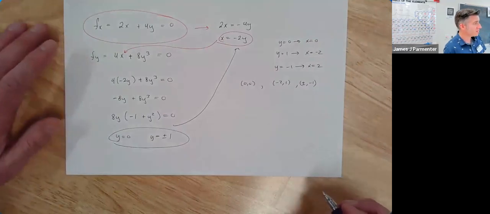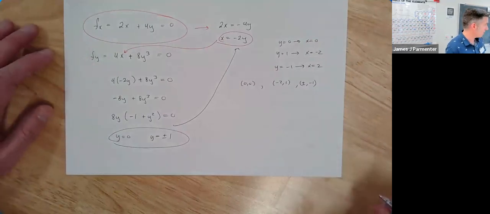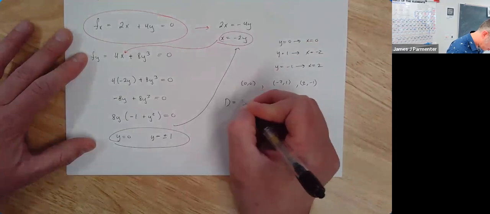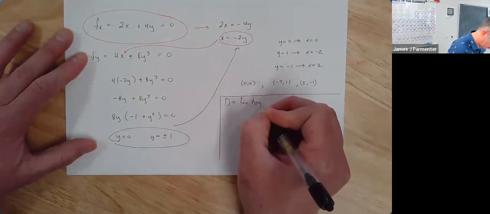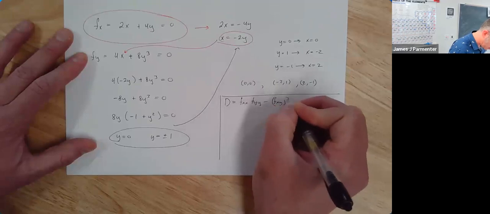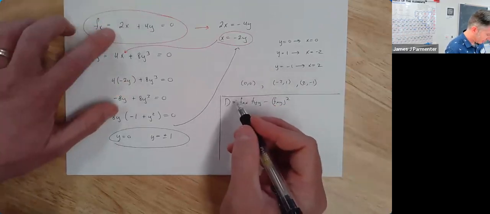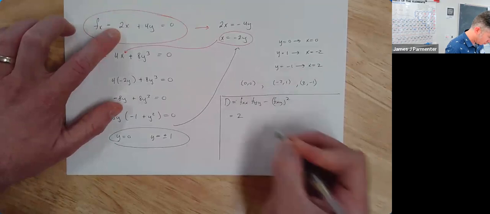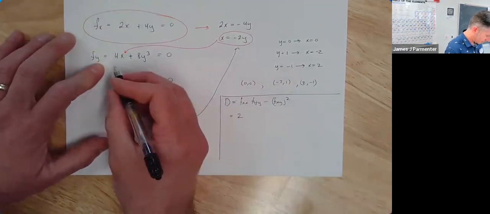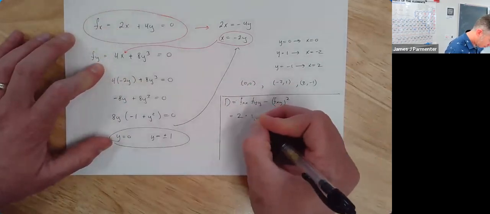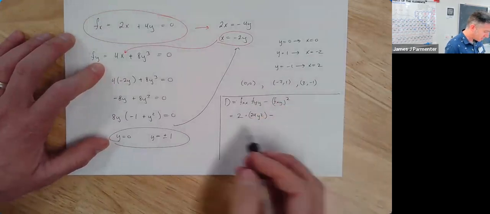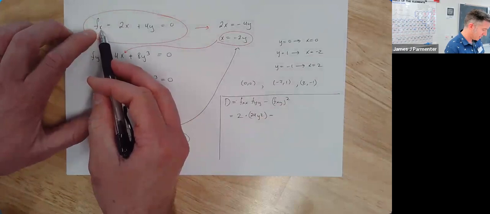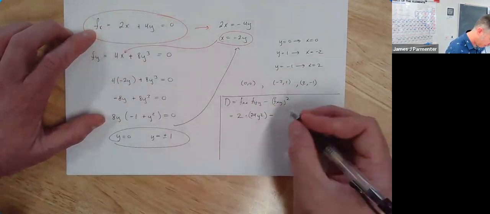And then we have to plug those into the capital D thing. So capital D is fxx times fyy minus fxy squared. Fxx, the second partial with respect to x, is going to be 2. Fyy, the second partial with respect to y, is going to be 24y squared. And fxy, taking the partial with respect to x and then with respect to y, is going to be 4.